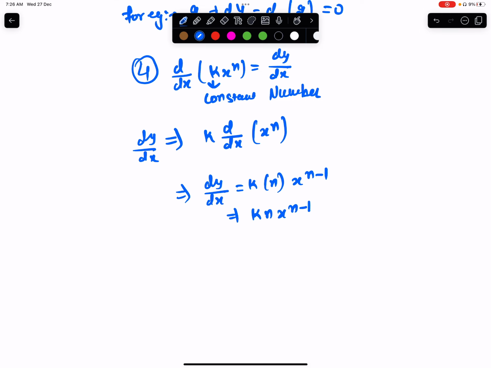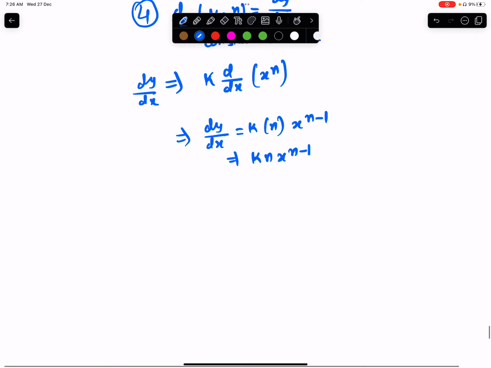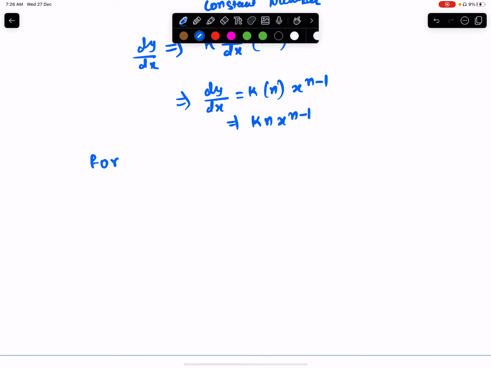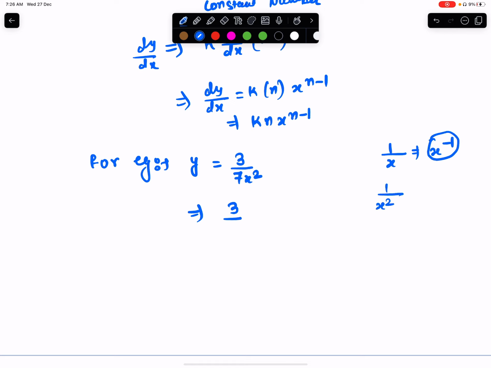So basically we will take k out and differentiate the rest of the function. For example, we have to differentiate y equals 3 by 7x square. How will we differentiate that? As we know, if we have powers like 1 by x square, we will take it as x raised to the power minus 2. So that will be 3 by 7 x raised to the power minus 2.